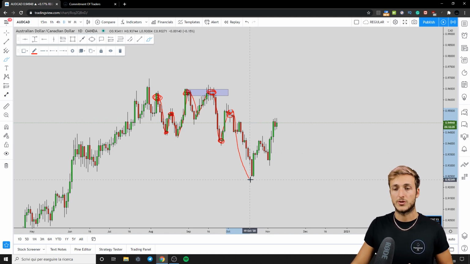Then we spoke about AUD CAD after this impulse. We wanted to see a correction exactly to this supply generated by this green candle here before a rejection to the downside, and again, that is exactly what the market did.